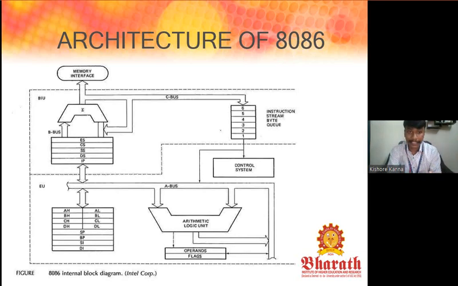The architecture of 8086 is classified into two parts, BIU and EU. BIU means bus interface unit. EU means execution unit. So the architecture of 8086 is classified into two units, which are known as the BIU unit and the EU unit. BIU means bus interface unit and EU means execution unit. The bus interface unit will be considered the input unit. The EU, execution unit, will be considered the output unit.